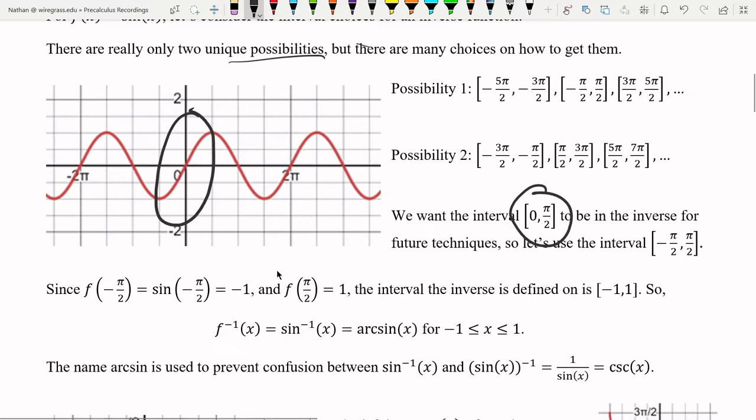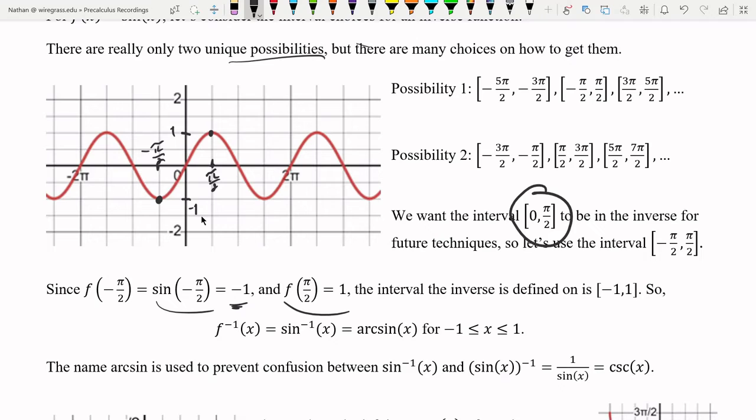Okay, now when we do that, you can notice that f of negative pi over 2 is sine of negative pi over 2, which gives you negative 1. So this point is at negative pi over 2, and f of pi over 2, right, sine of pi over 2 is just positive 1. So this point is also there. So we have negative 1 and positive 1. Those are going to be our domain, what ends up being our domain for the new function.